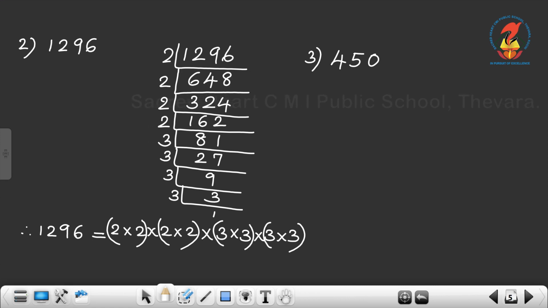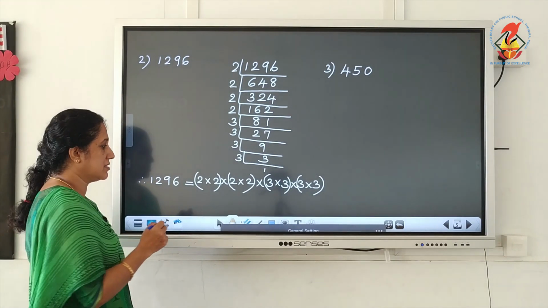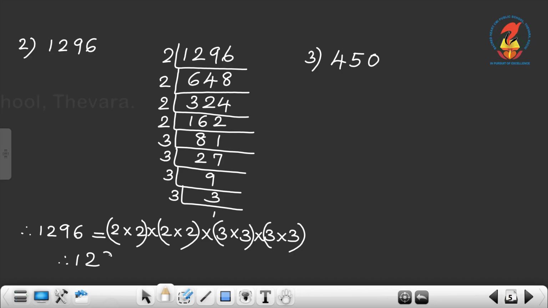So what we can say is that 1296 is a perfect square. So how can you write? 1296 can be expressed as pairs of equal factors. Therefore, 1296 is a perfect square.